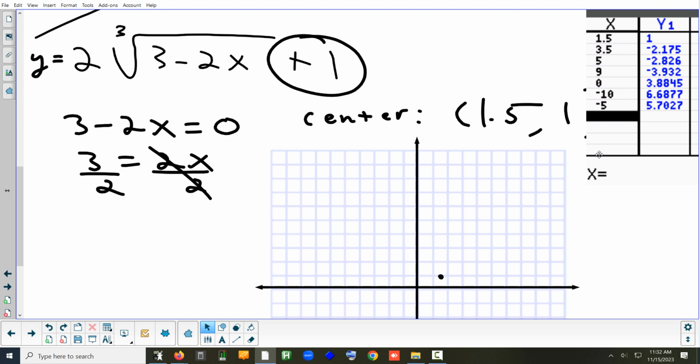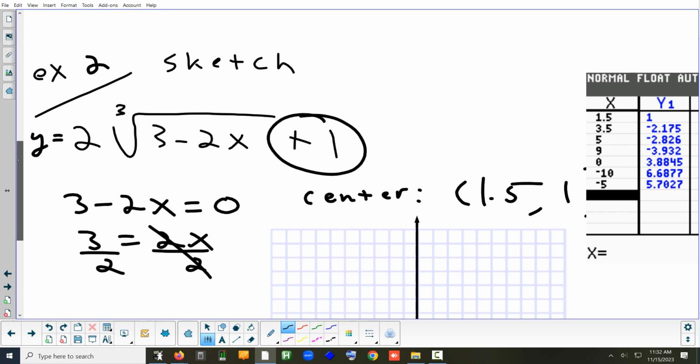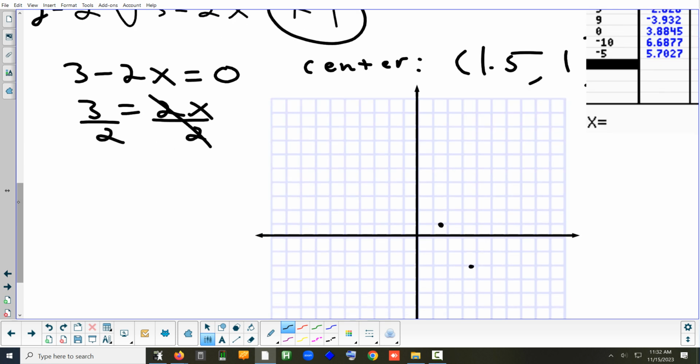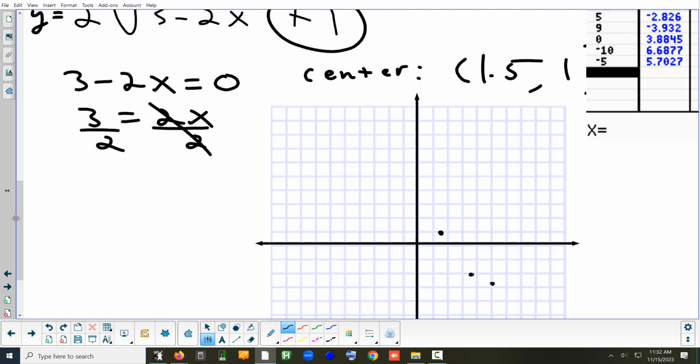Okay, so we got 3.5, negative 2.1. 3.5, 1, 2, 3.5, negative 2.1. Maybe about right there. What else? 5, negative 2.8. So 1, 2, 3, 4, 5, negative 2.8. And then we've got 10, 9, about negative 4. About right there. So there's the curve on the right.